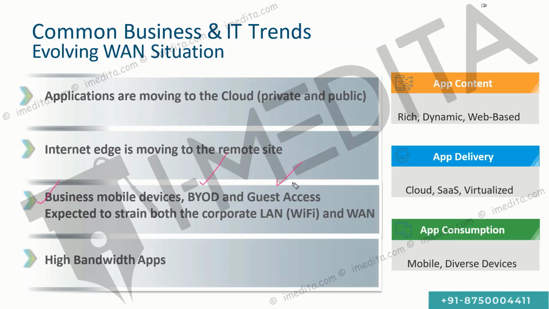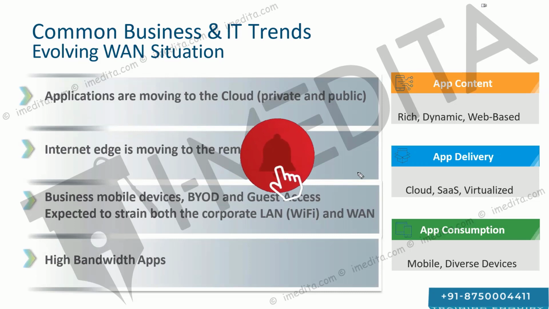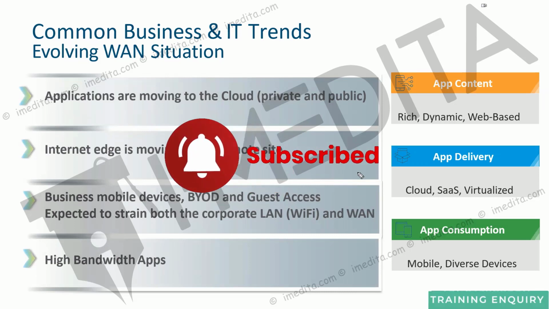Guest access, for example: if someone comes and they are there just to access internet services, how are we going to separate their access from the corporate users' access? All these mobile devices, bring your own device, guest access, are going to consume both corporate LAN and WAN infrastructure. So how are you going to deal with that? How are you going to make sure the guest users do not talk to the corporate users, and do not consume more than the allowed bandwidth, so that the corporate users are not affected?